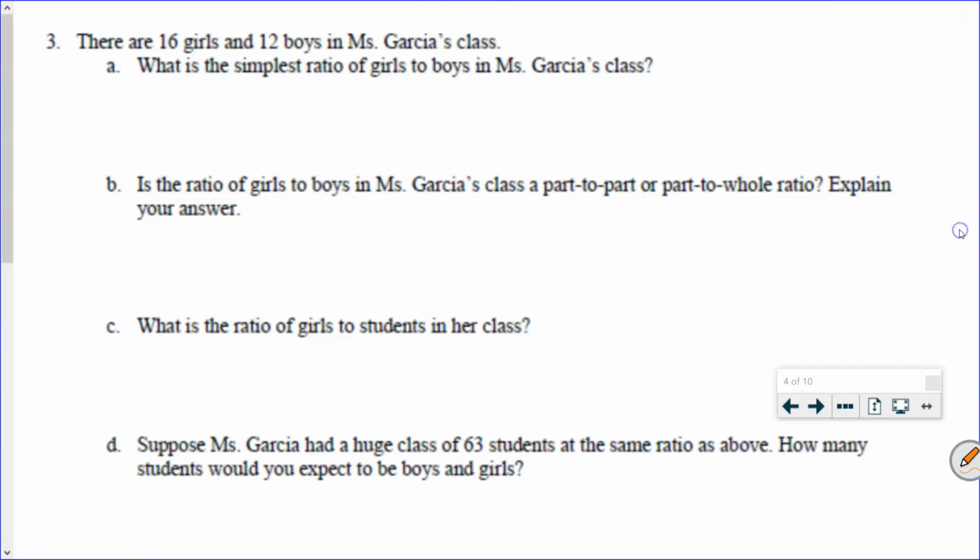Okay, we spent about 10 minutes working on these problems and now we're back. Let's take a look at the answers. Again, there are 16 girls and 12 boys. I'm going to color code kind of like I did last time. 16 girls, 12 boys in Miss Garcia's class. What is the simplest ratio of girls to boys in Miss Garcia's class? Notice that it says girls to boys. So that means I'm going to write the girls first, 16G for girls, and 12B for boys.